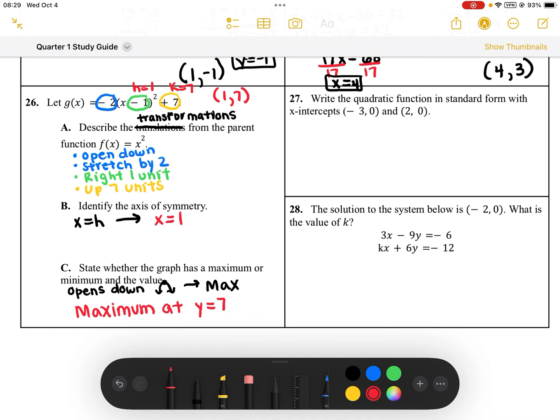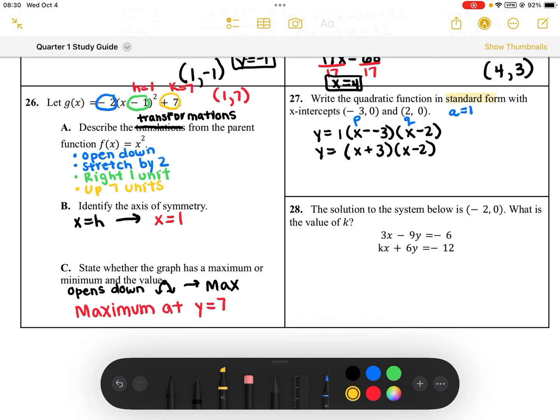For 27, it says write the quadratic function in standard form with x-intercepts -3, 0, and 2, 0. So -3 will be my p, 2 will be my q, and here, since we're not given an additional point, a is going to be 1. So I'm going to have y equals 1 times x minus -3 times x minus 2. Since I have a 1 in front, the 1 coefficient you don't normally need to write. You can write it if you want, but anything times 1 is just itself. So x minus -3 will be x plus 3, and then I have x minus 2.